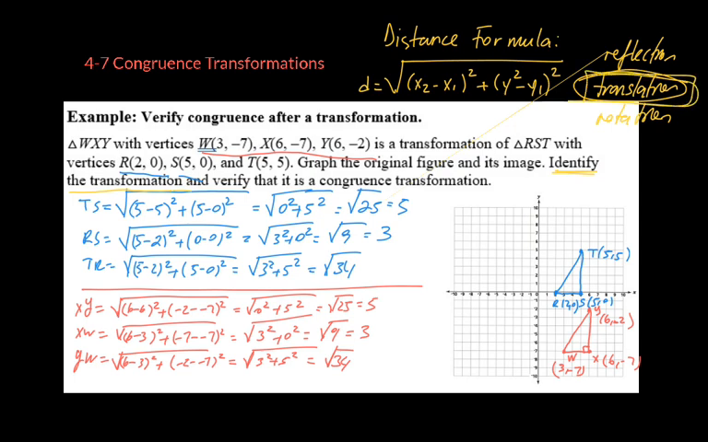The second part, verify that it is a congruence transformation. So we just did that. Since all the sides are congruent, 5 and 5, they're congruent, 3 and 3 are congruent, radical 34 and radical 34 are congruent. So triangle TSR is congruent to, we are going to name the second one YXW. So we verified it by showing that each side is congruent to one another.